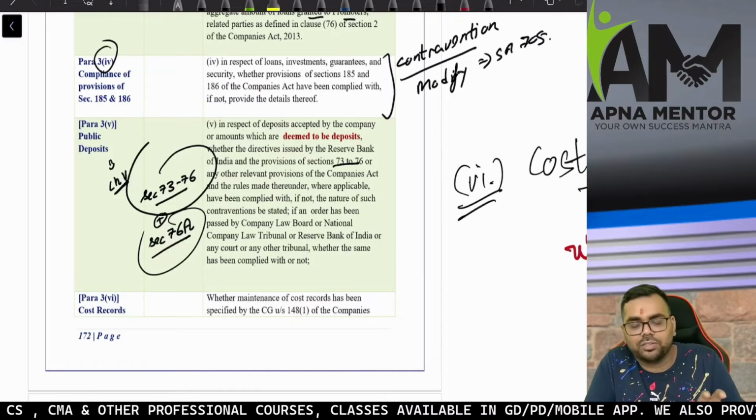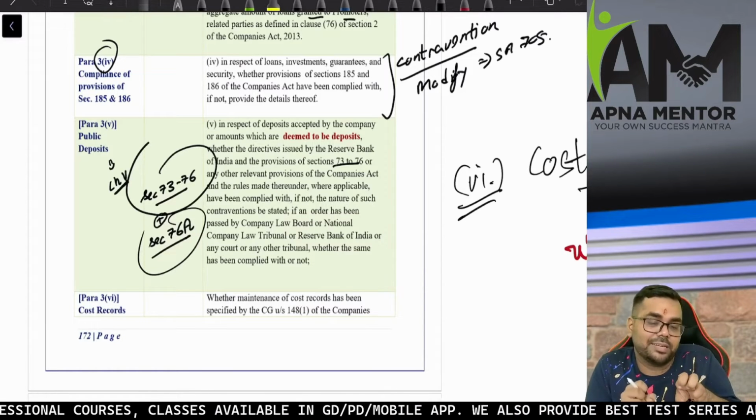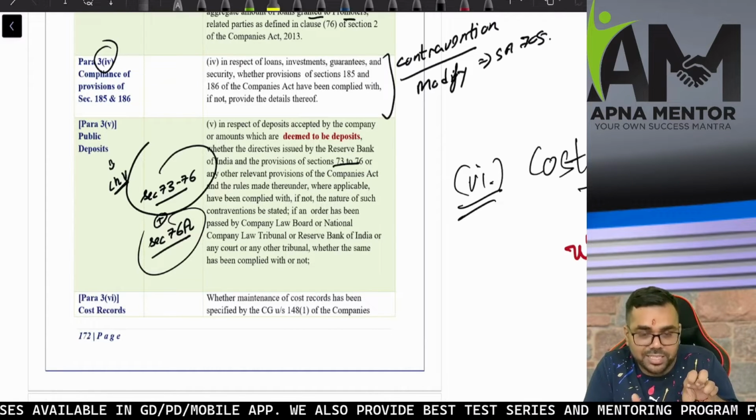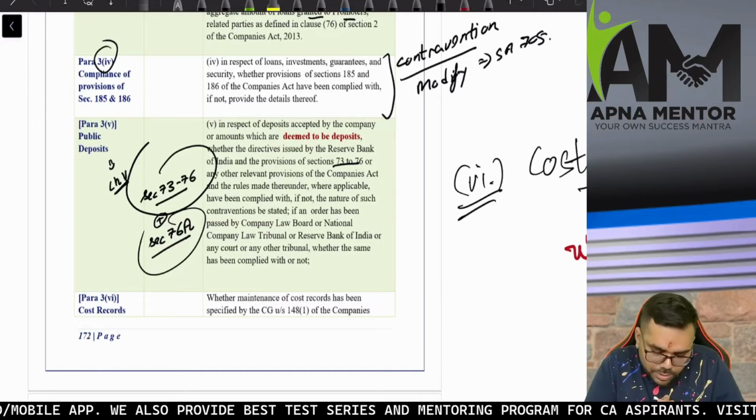So clause 5 is talking about the company raising money from the public via public deposits. Similarly, companies raising money via loans, that is clause 9. Similarly, if the company is raising funds via IPO, FPO, preferential allotment, that is clause 10. So public deposit, clause number 5.